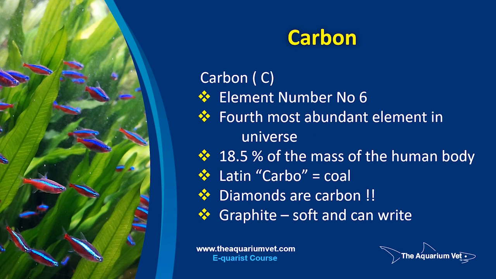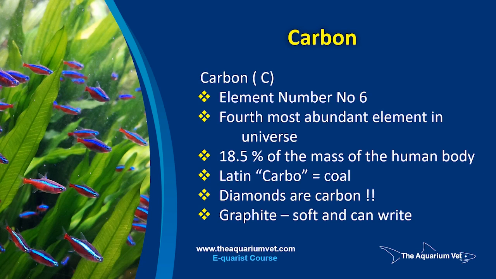A little bit of chemistry. It's element number 6 on the atomic table, and it's the fourth most abundant element in the universe. Many things contain carbon. And it actually makes up 18.5% of the mass of the human body. There's your bit of trivia for today. It comes from the Latin carbo, which means coal.